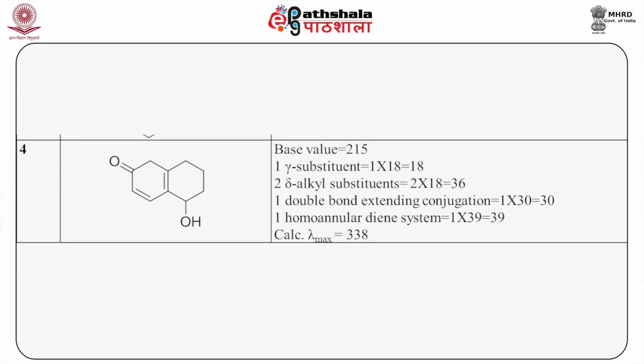Entry number 4 will have a base value of 215 nanometers. The different aspect in this structure is a homoannular diene system giving rise to an increment value of 39 nanometers, 1 gamma substituent with an increment value of 18 nanometers, 2 alkyl substituents with an increment value of 36 nanometers and 1 double bond extended conjugation with an increment value of 30 nanometers. Adding them all up, you will obtain a value of 338 nanometers.